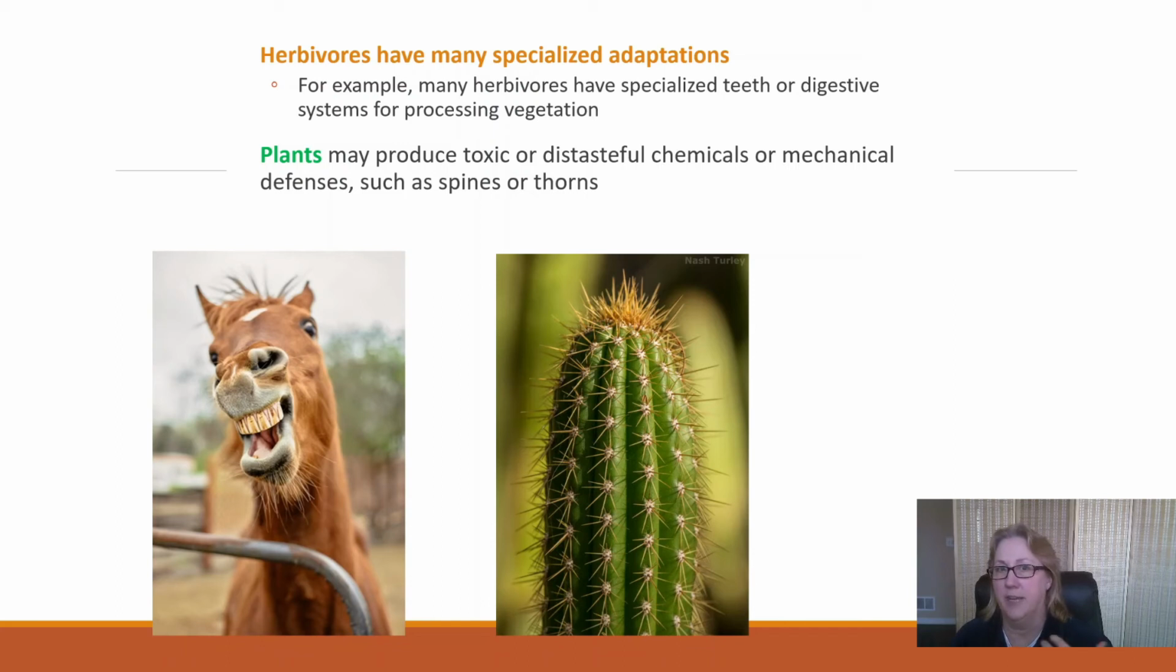Plants have adaptations to prevent themselves from being eaten, and we'll talk more about this when we get to the plant section. They have mechanical defenses like spines, thorns, and bark, and they also have chemical defenses like poisonous compounds that they make.